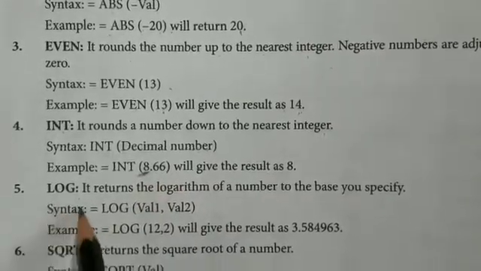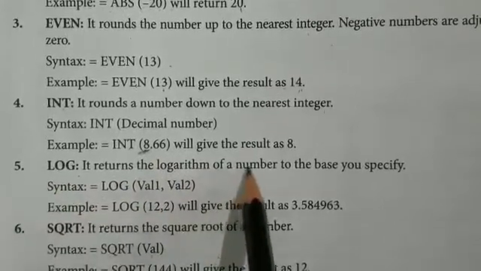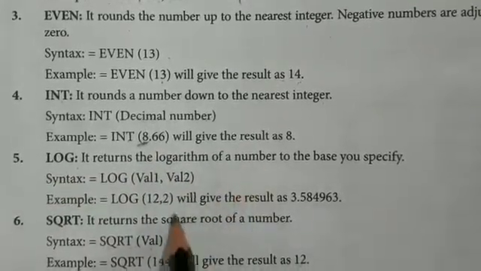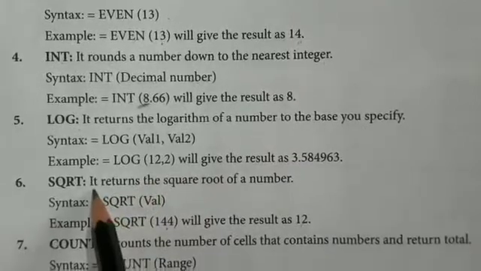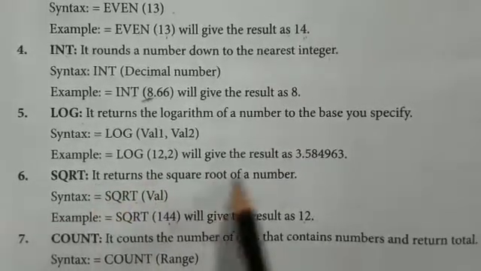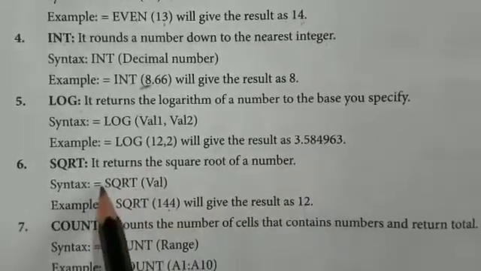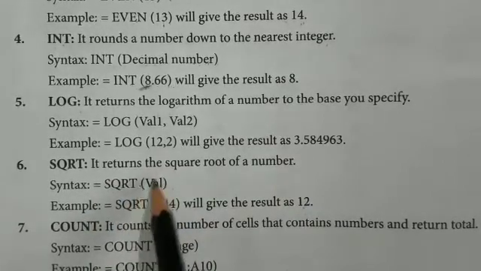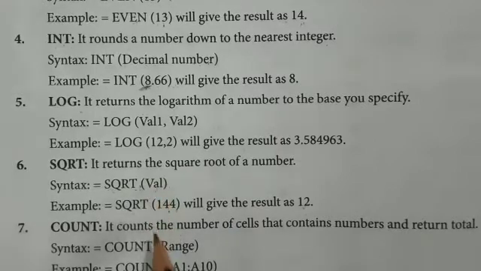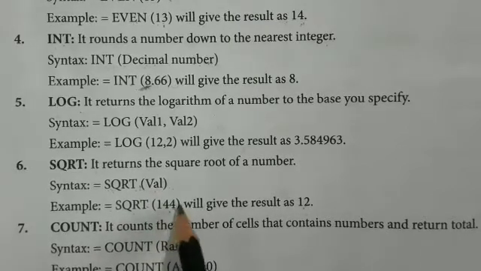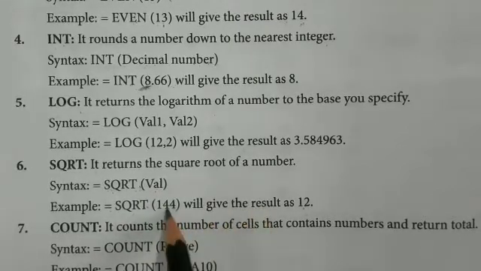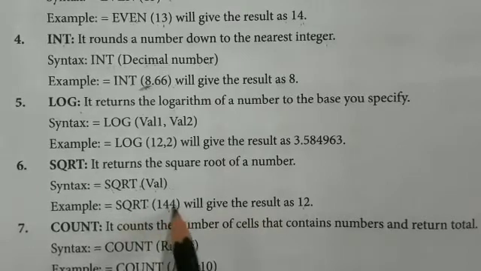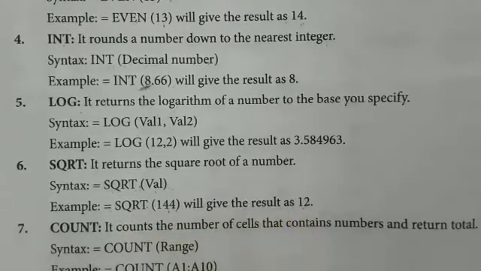Log function returns the logarithm of a number. Square root. It returns the square root of a number, that is equal SQRT. SQRT is the function name. In the parentheses the value. For example, equal SQRT, that is the square root function, in the parentheses 144. It will give the result as 12. The square root of 144 is 12.